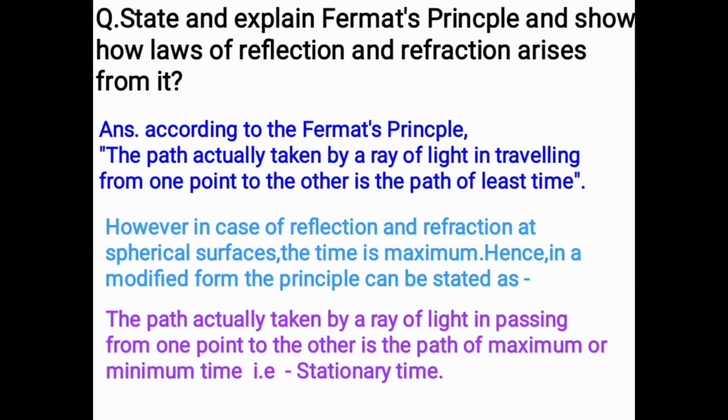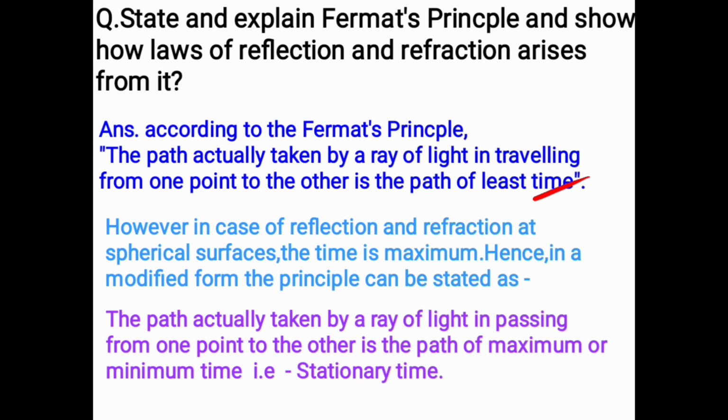Our question is: state and explain Fermat's principle and show how the laws of reflection and refraction arise from it. According to Fermat's principle, the path actually taken by a ray of light in traveling from one point to the other is the path of least time. But in reflection and refraction at spherical surfaces, you will see that the time is maximum.